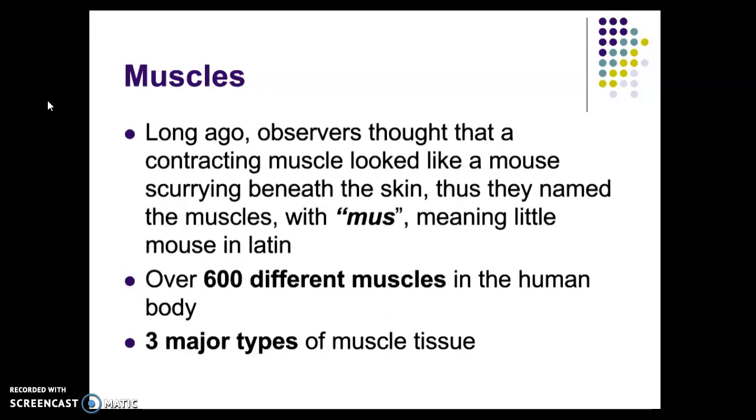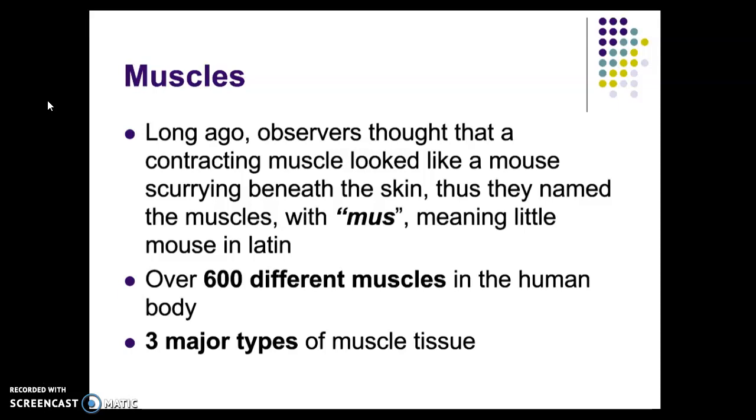So basically, long ago, you've got these rippling guys with muscles, flexing and things like that. And observers felt like when people were flexing their muscles and they could see tone and definition underneath the skin, that it looked like a mouse was trapped underneath the skin and moving. And so the part of the word mus actually means little mouse. And you've got over 600 different muscles in the human body. And I'm going to make you learn 26, which isn't so bad.